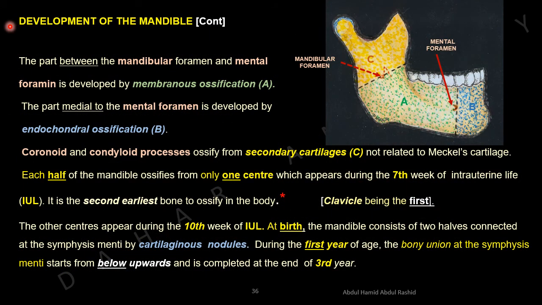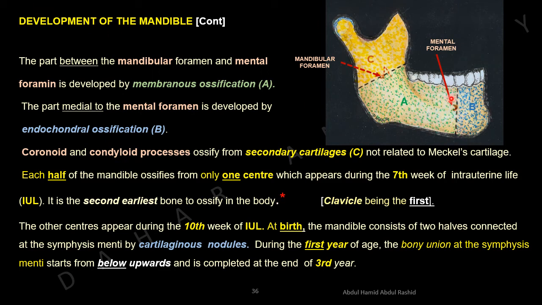Development of the mandible, continuation. This is the right lateral view of the mandible. This is symphysis menti. This is the body of the mandible, and this is the ramus of the mandible, and these are two upward projections, the coronoid process and the condyloid process.